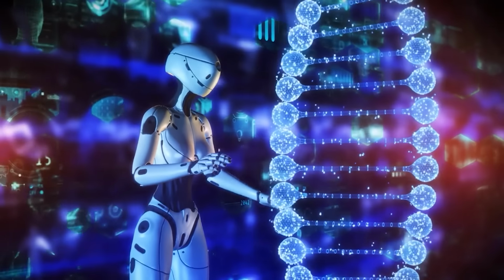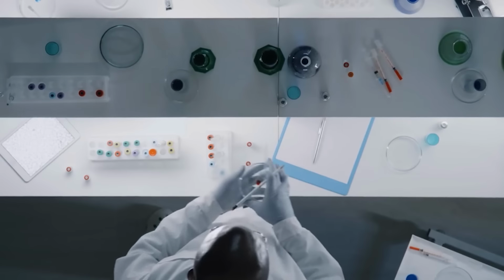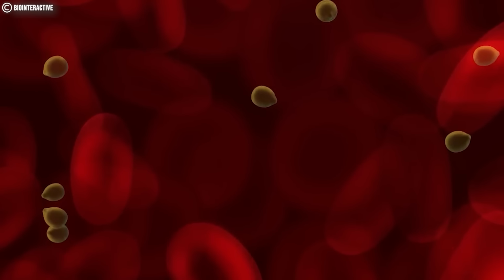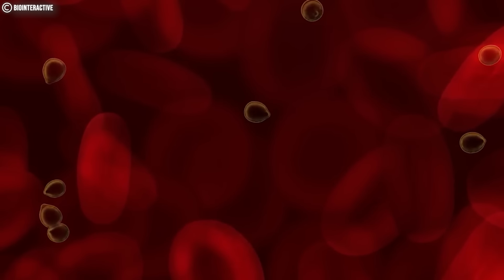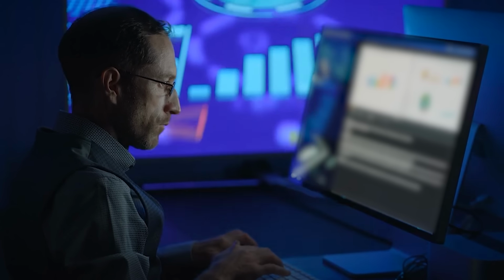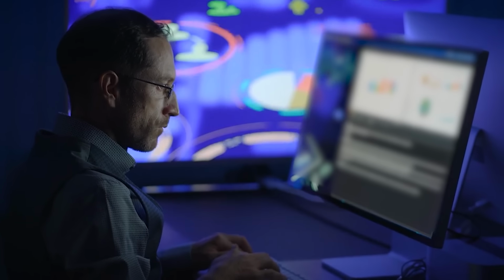AI-driven population genetics models now suggest that O's success was partly due to random drift, but also heavily influenced by natural selection. In simple terms, being O made you more likely to survive certain epidemics, so the trait kept passing on. Geography also plays a huge role in O's distribution.